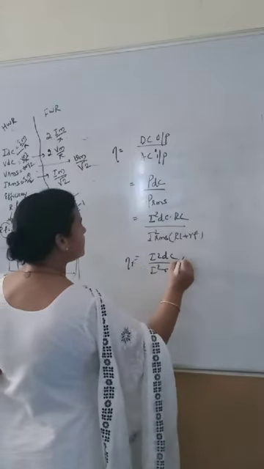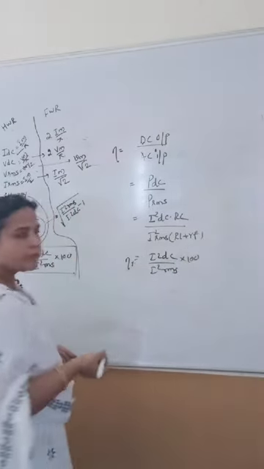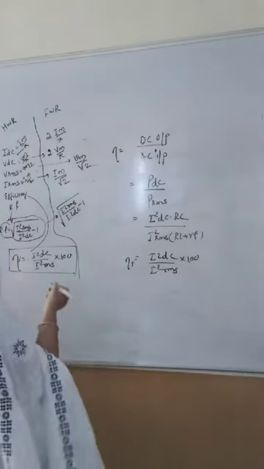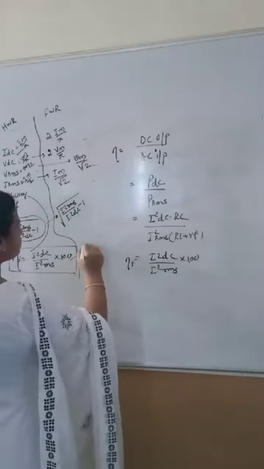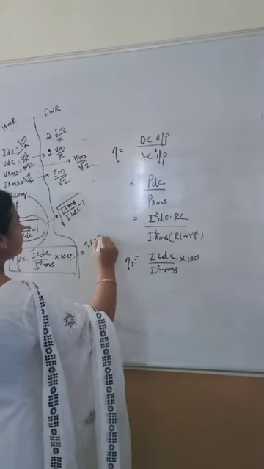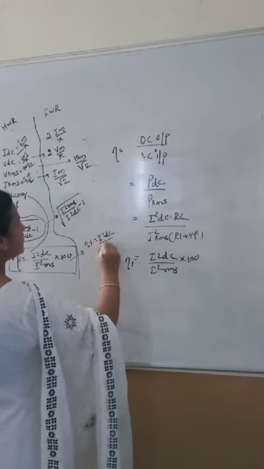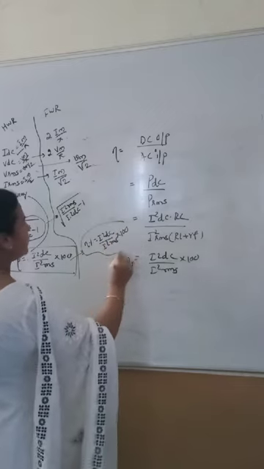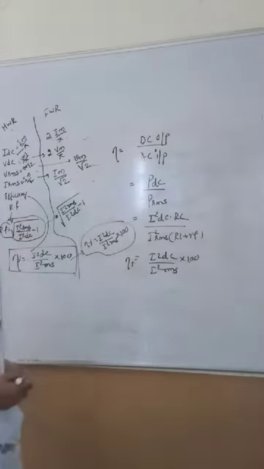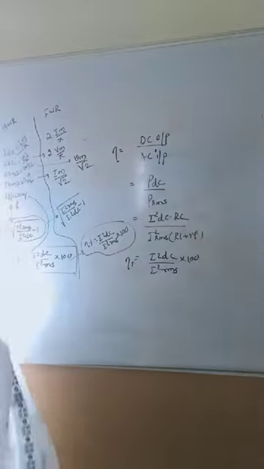If you consider this in percentage, it is going to be into 100. So again you got the same equation. Efficiency is equal to I square DC divided by I square RMS into 100. Hope these derivations are very clear to you.